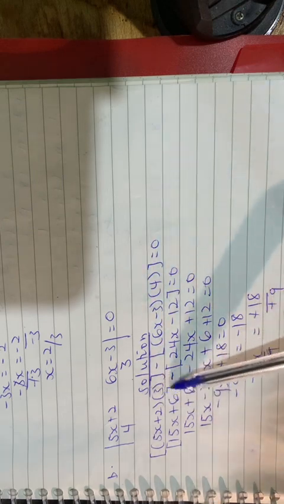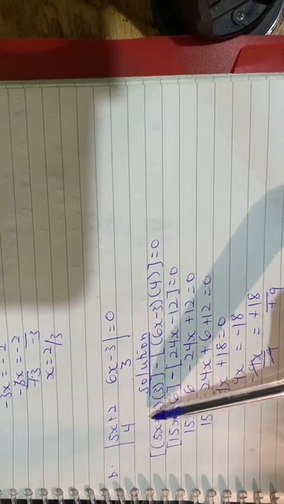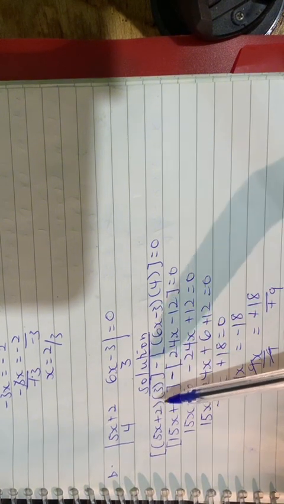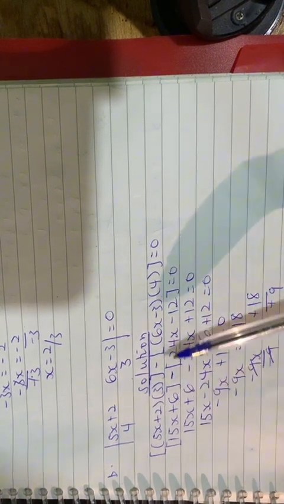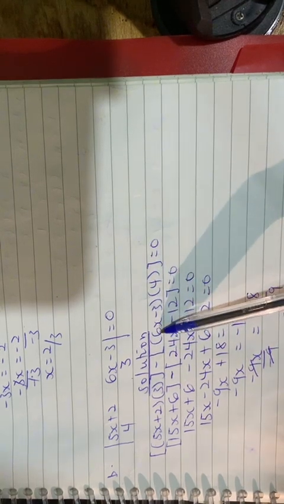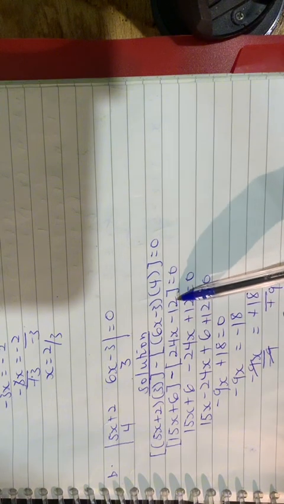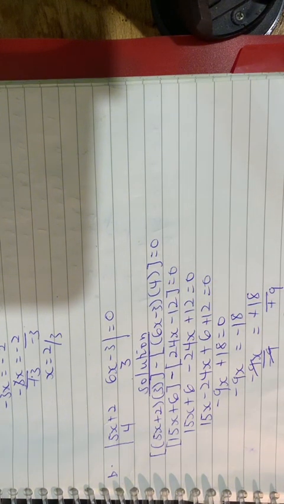Now let's expand the bracket. 3 times 5x will give you 15x. 3 times 2 will give you what? 6. Now let's come here. Minus 4 times 6x is what? 24x. 4 times negative 3 will give us negative 12. Or it's equal to 0.